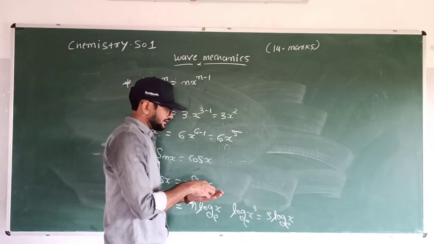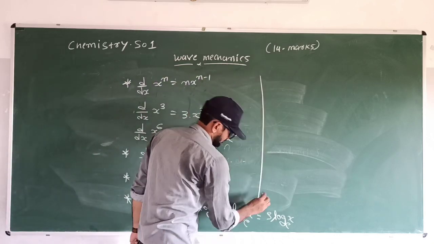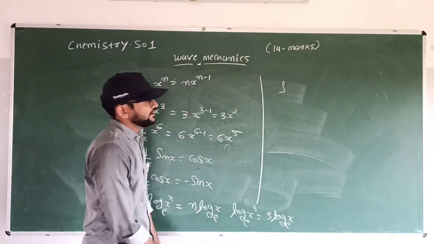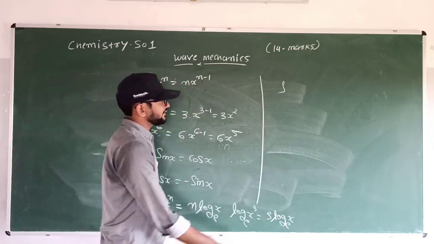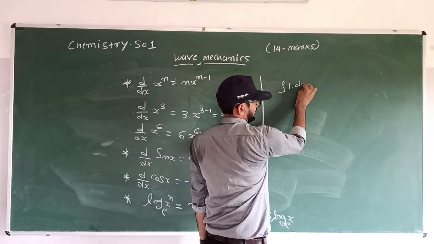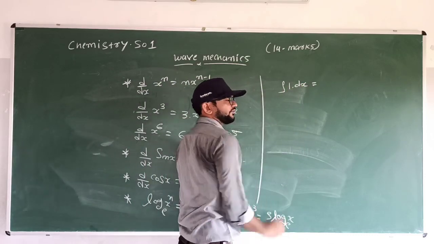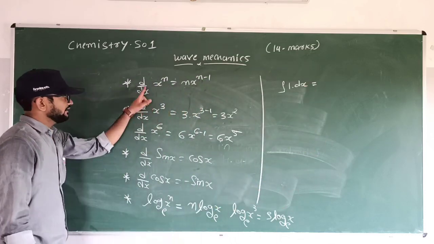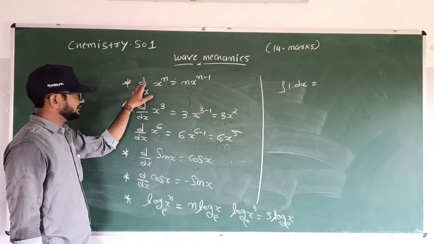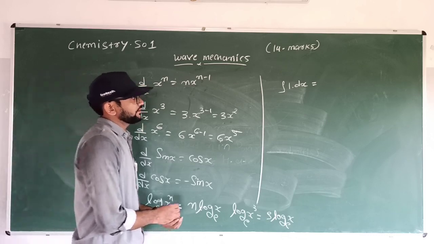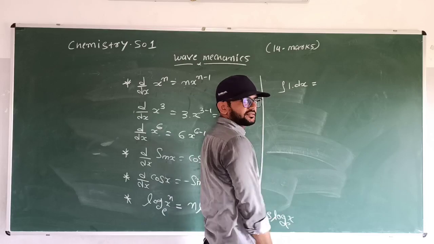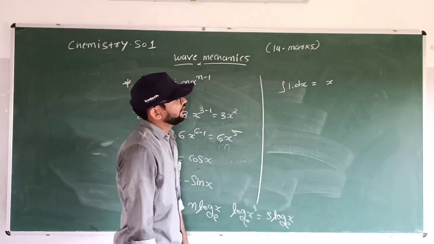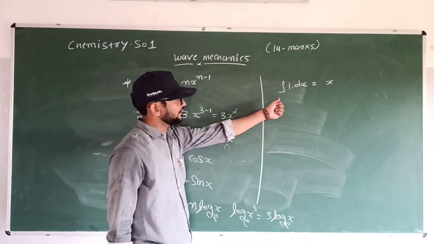Then next, integration. This is the sign of integration. First, integration of 1 into dx. Here x is variable. If the variable is y, then d by dy. If the variable is z, then d by dz. So integration of 1 into dx is equal to simple x.